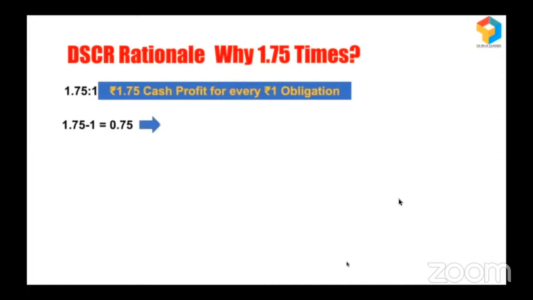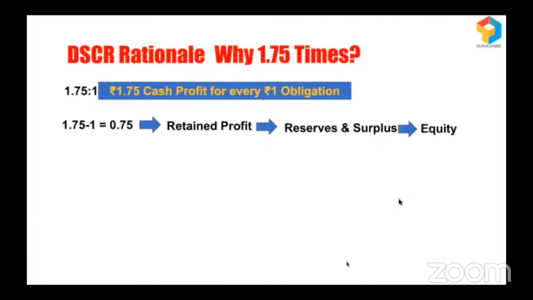So it basically goes as retained profit, and this retained profit will go to a head called reserves and surplus in balance sheet under the head equity. And equity along with other long-term liabilities will become long-term funds, and that long-term funds can be used for supporting working capital margin. If this does not make sense for you, worry not.